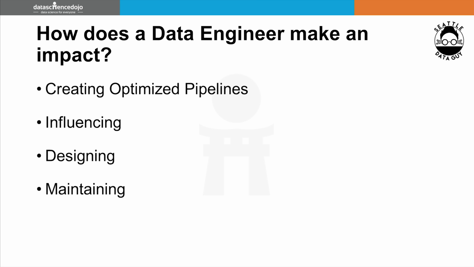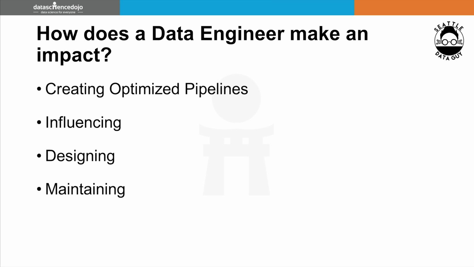But because data is also growing along with that, creating optimized pipelines is kind of important. And it's one of the big things I think we do. Next is influencing. I think we do a lot towards influencing what is built and what is analyzed.